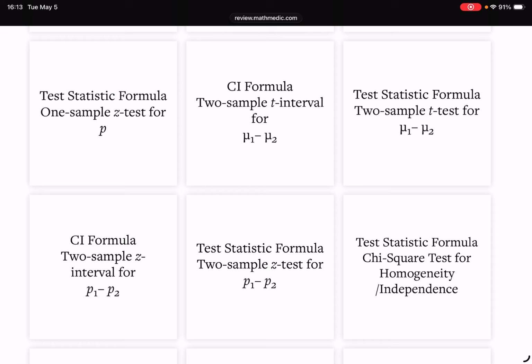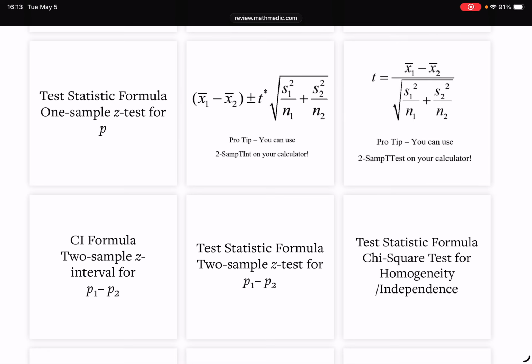So add an inference, click on t-test, which is under inference for quantitative data, and then you're going to go over to where it says sample 1 and sample 2 statistics to type in your sample size, mean, and standard deviation for both. Test statistic formula for a two sample t-test for mu1 and mu2.